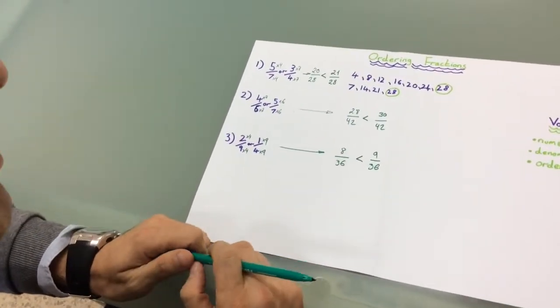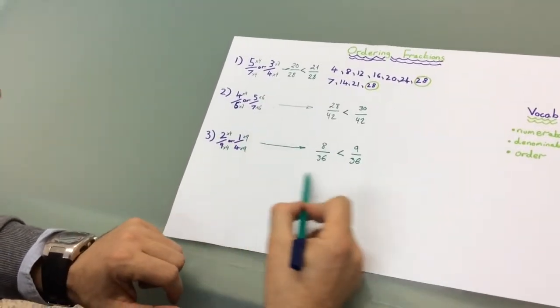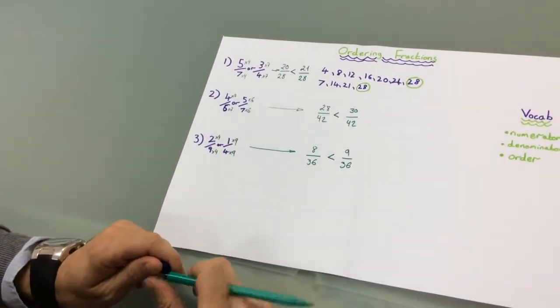This video shows how we can order fractions using equivalent fractions, which is what we've done in the past, in order to check.